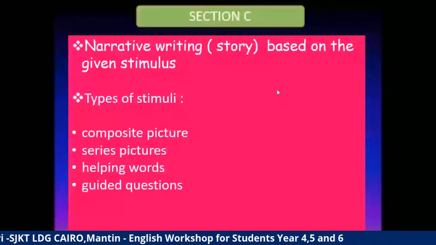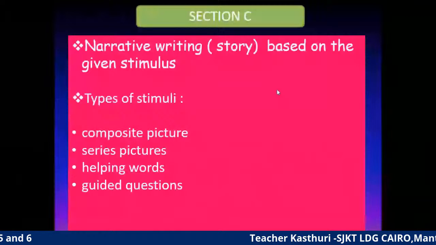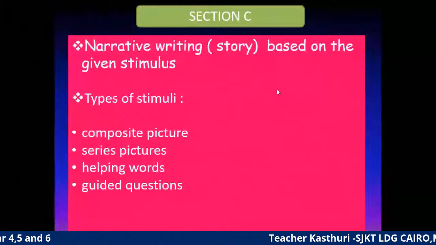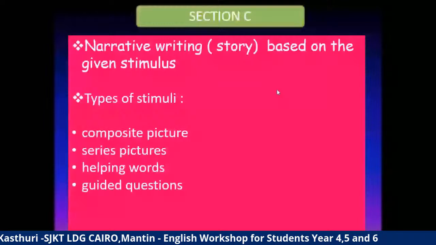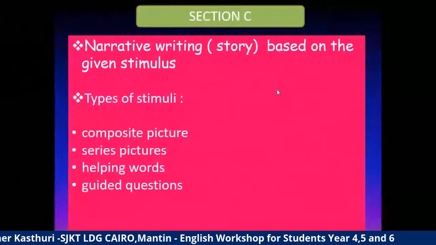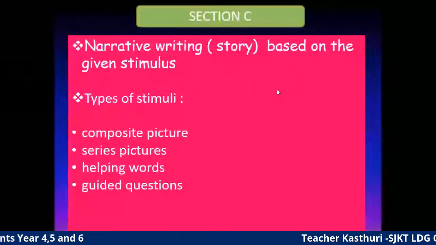We have three sections altogether in Paper 2. Section A is information transfer, Section B is formatted writing, your emails, your letters, notes and everything, and Section C is story writing, narrative writing. For this Section C, they provide 25 marks to you. So this 25 marks is very big for you. If you convert, it will become 50 out of 100, half of the marks of your Paper 2 is occupied by this Section C. So what I'm trying to tell you is you have to pay more attention to the writing part.